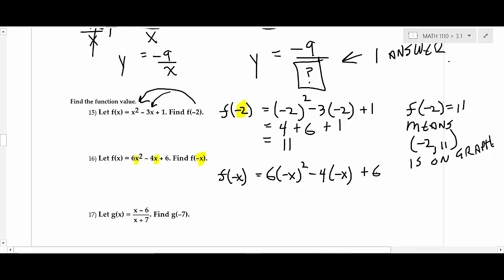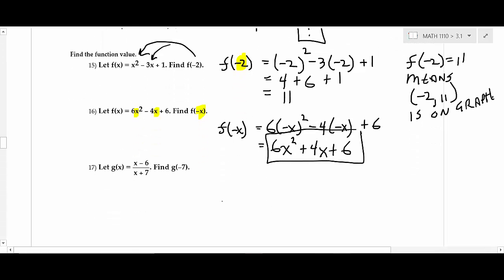And then, of course, you just work it out. So what's negative x squared, this part right here? It'll just go back to positive, so that's 6x squared. How about this part? Plus 4x. Positive 4x plus 6. So you just get a new function. We've already done that before when we were looking at odd and even functions. That's kind of how we started the problem off, like that. Okay?